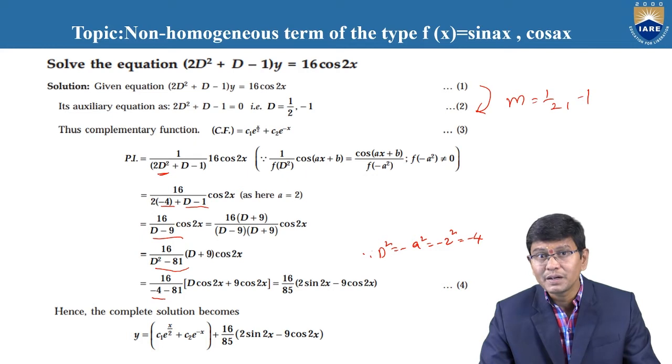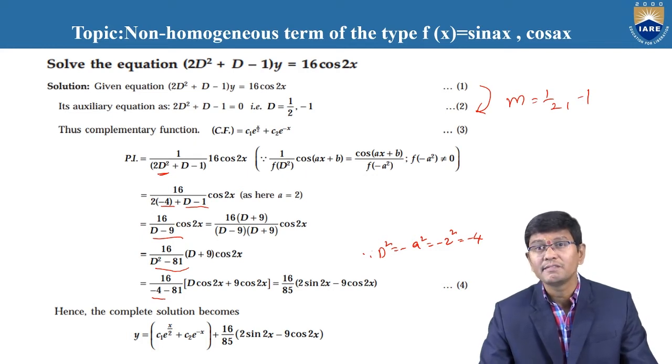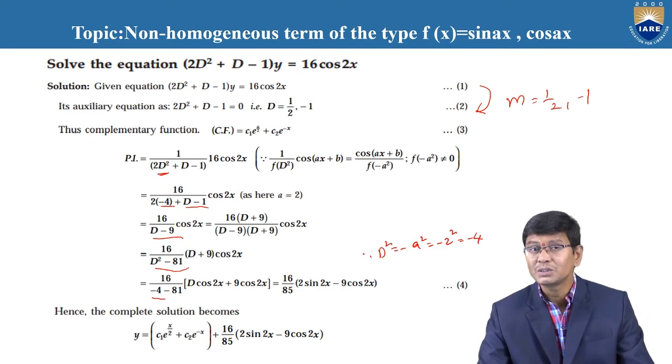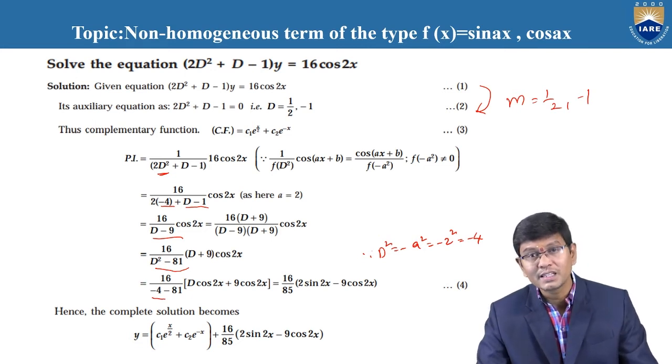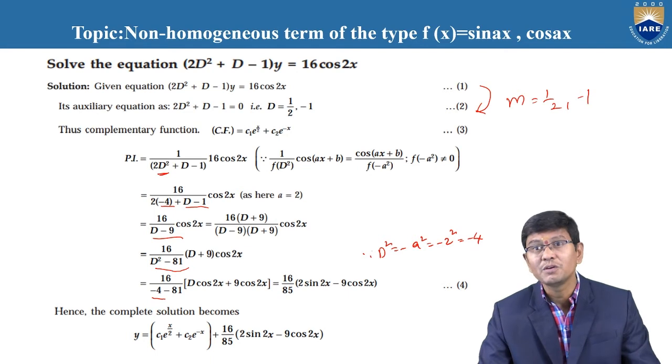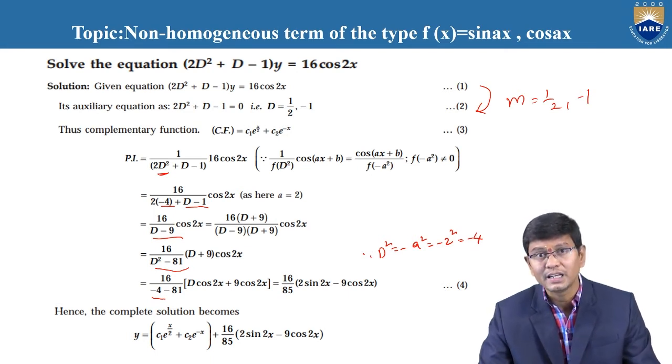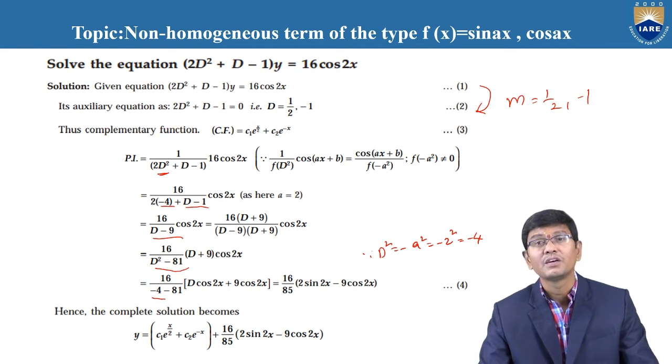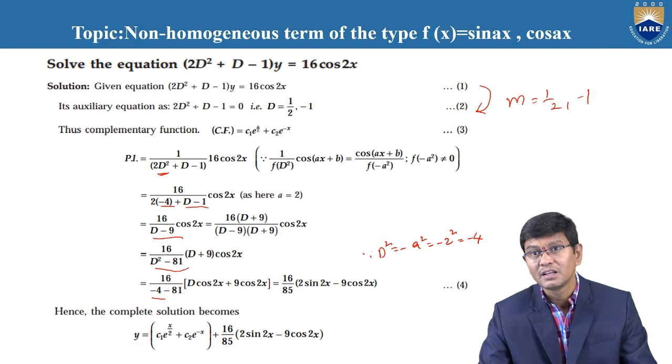Here D is nothing but the derivative. The derivative of cos 2x is minus 2 into sin 2x. Therefore, since the denominator is already negative, and the numerator is also negative, the whole expression will be positive only. Therefore, the expression is 16 by 85 into 2 into sin 2x. The second term is 9 into cos 2x, which comes with a negative sign.